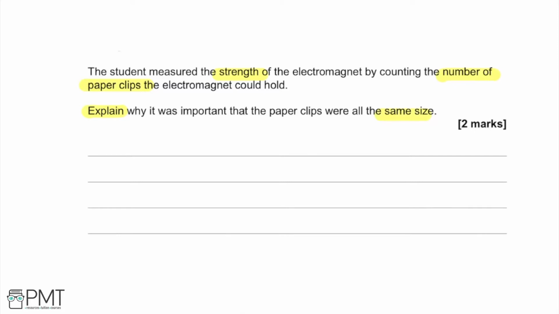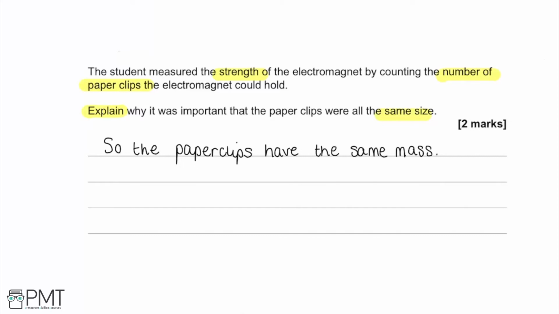So as we're counting the number of paper clips as opposed to the mass hanging from the magnet, we need to ensure that the paper clips are all of the same mass. Having one paper clip of a greater mass, for example, would be like having 1 and a bit of the correct size paper clips. So the number of paper clips we counted the magnet to be able to hold is actually less than the number of the same size paper clips that it can actually hold.